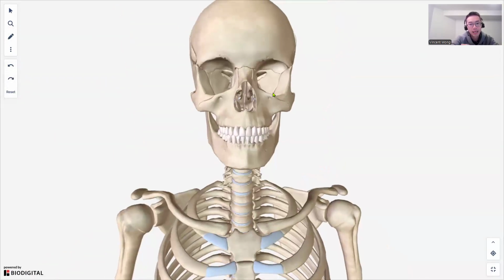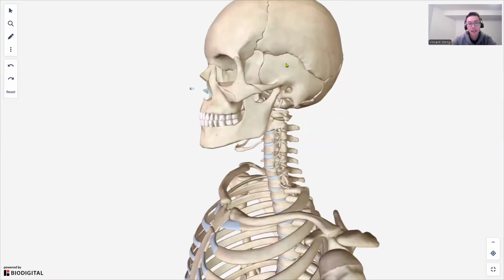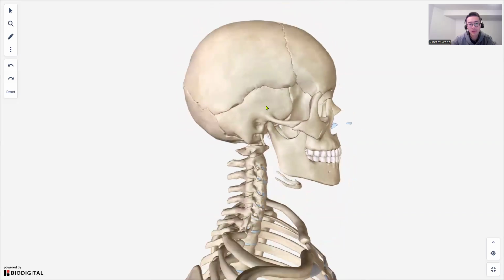Okay, let's take a look at other bones right here. This one, anybody want to guess what that might be? Just think about the lobes of the brain. Maybe on the other side as well. Frontal, parietal, occipital, temporal? Temporal. That is absolutely correct. That is the temporal bone.